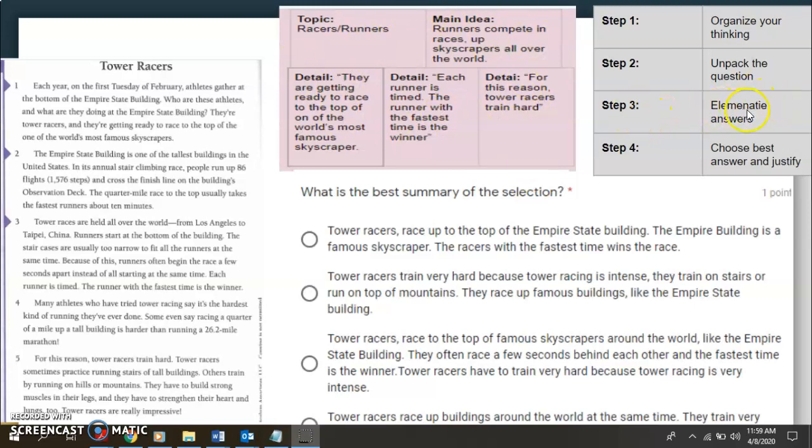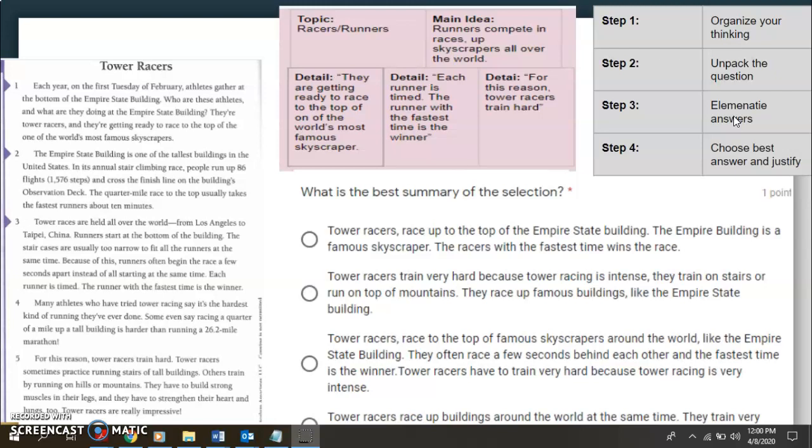Step 3 is eliminate the answers. So I'm going to go through each answer choice and figure out, is it in logical order? Are these details important or interesting? Does it have the main idea? If it has all 3, then it is correct. If it has an interesting detail, then it's incorrect. If it's out of order, it's incorrect. I want to look for it being in order, having important details, and having my main idea stated.